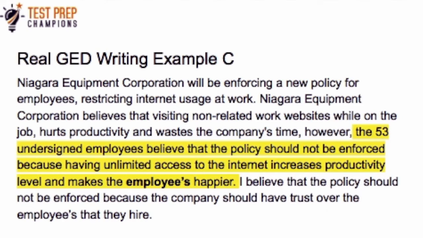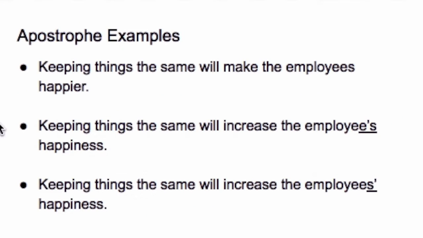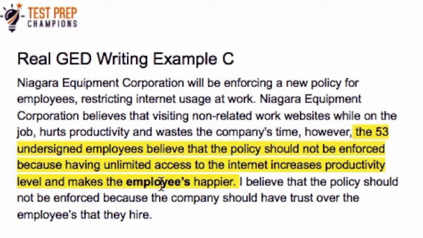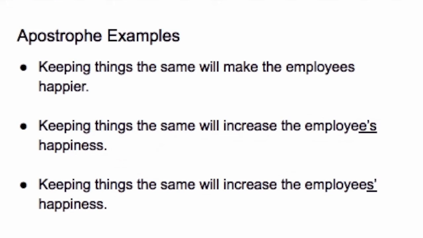Apostrophes are for possession, all right? So you would want to say keeping things the same will increase the employee's happiness. Or, all right, so that would be correct. But if you put that apostrophe here, it would imply that the employees own happier, which wouldn't work. So you would either want to just say makes the employees happier and take out that apostrophe. Or what you could do is change the word happier to happiness, and it would read, keeping things the same will increase the employee's happiness.